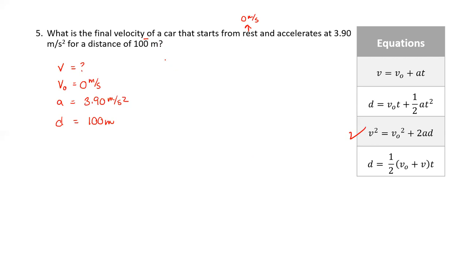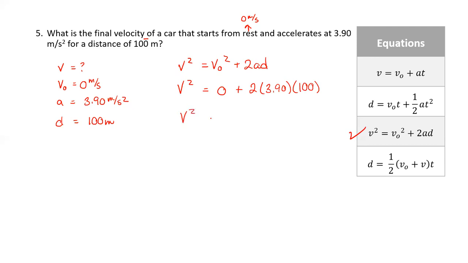So now we can substitute in. So let's write our equation down. First, I always like to start with the original equation. I find it helps you just make sure you're lining up all the information in the right spot. So we're looking for velocity, so we're going to leave that. Equals V naught squared is just going to be 0 plus 2 times 3.9 times 100.